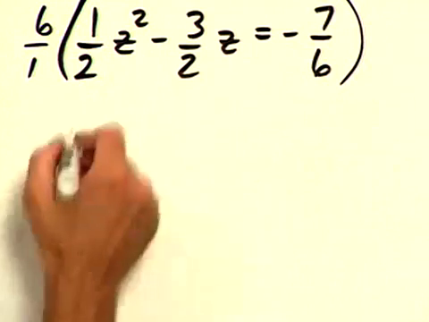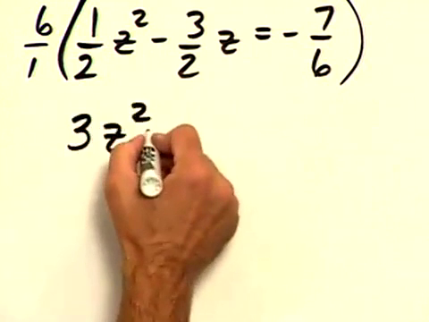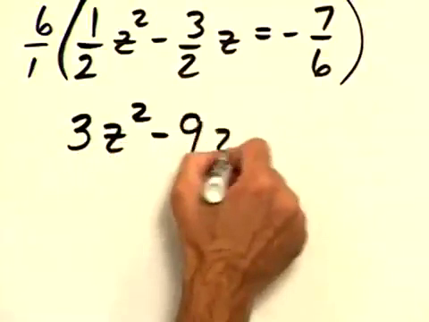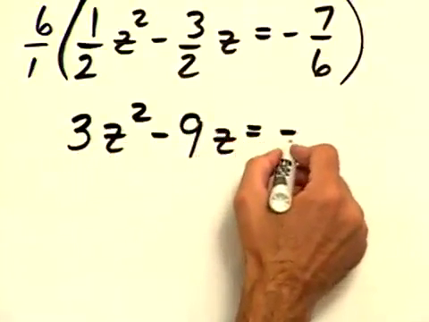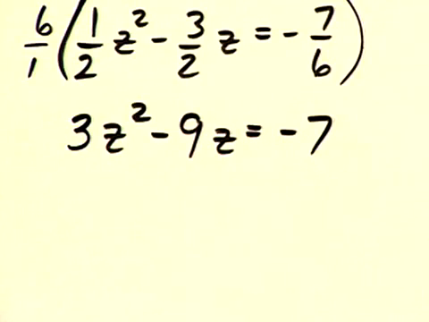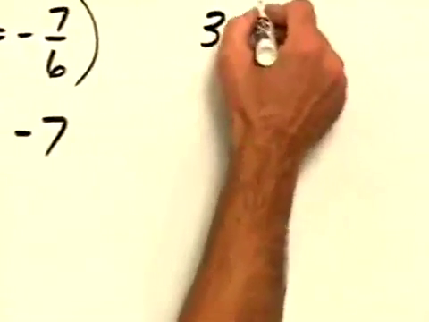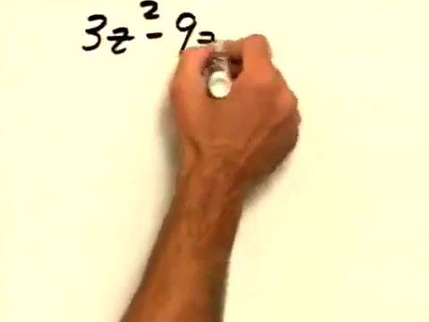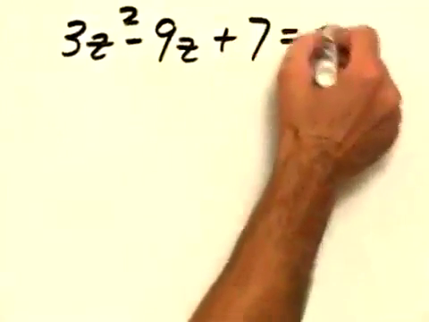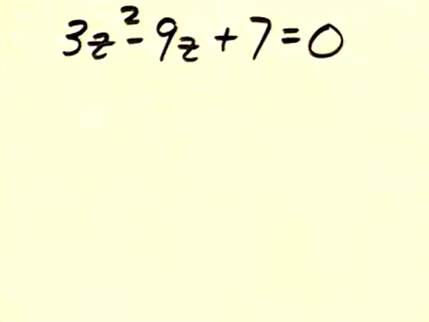And we will get 3z squared minus 9z is equal to negative 7. Then let's add 7 to both sides to get our polynomial in standard form, or set equal to 0. So I'm going to have 3z squared minus 9z plus 7 is equal to 0. So what I did here was I added 7 to both sides to get 0 on the right-hand side of my quadratic equation.